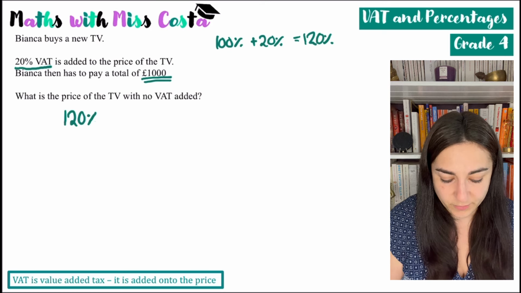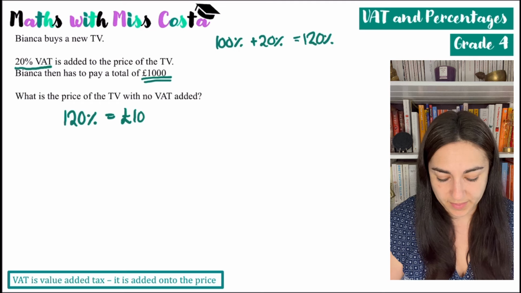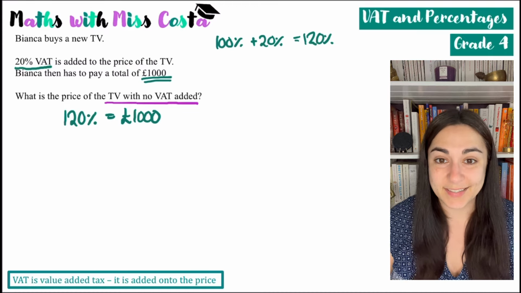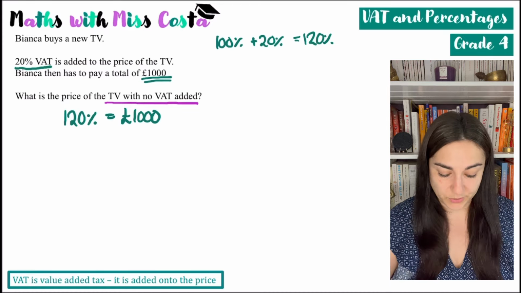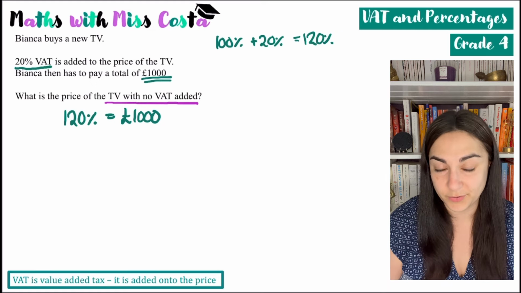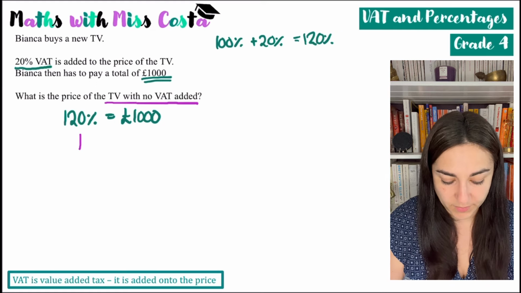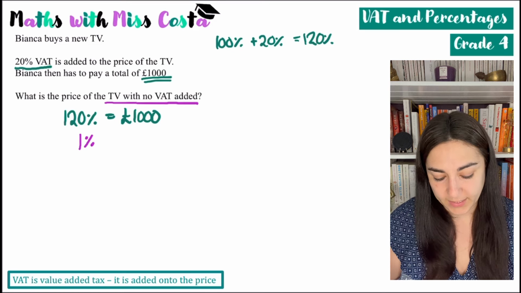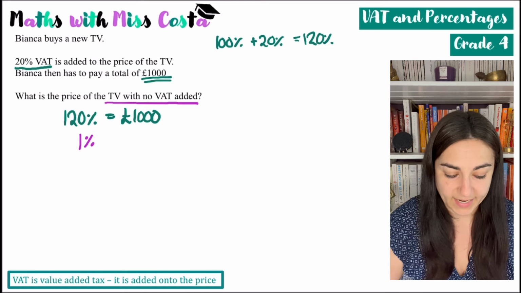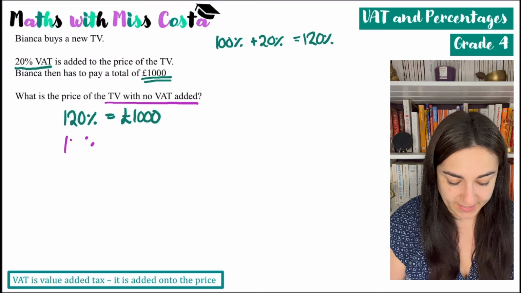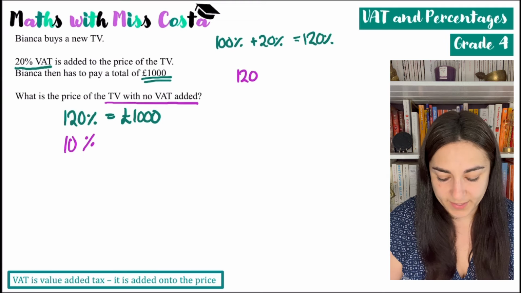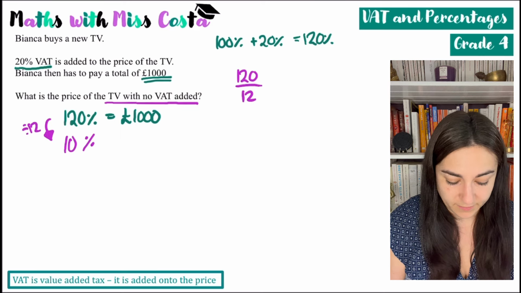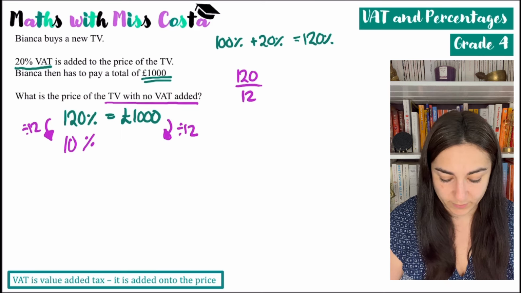So I know that 120% is equal to £1,000. I need to work out what the price of the TV is with no VAT added. So what I need to do is use reverse percentages in order to work backwards. Now, if I know that 120% is £1,000, what I can do is work out what 1% is, or I could work out what 10% is, which makes more sense. Let's work out what 10% is. Okay, so 120 divided by 12 is going to give me 10%. So if I divide this by 12, I can divide this side by 12 as well, and that will tell me what 10% is.